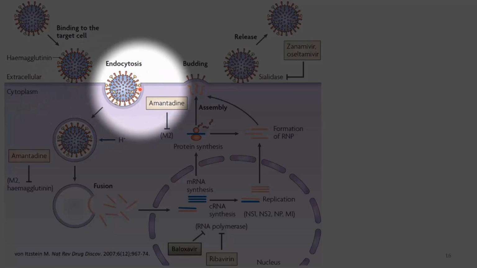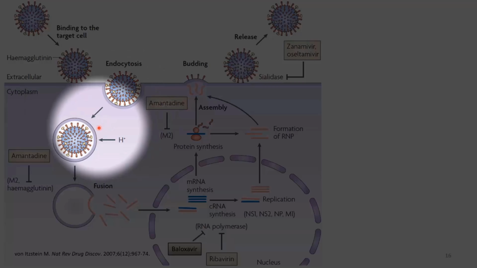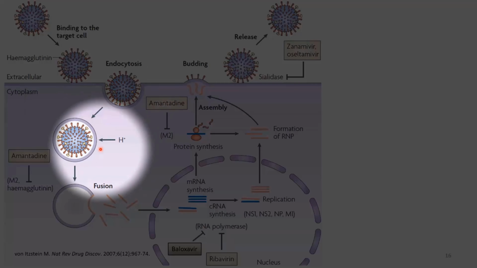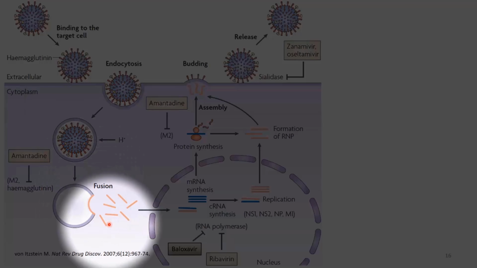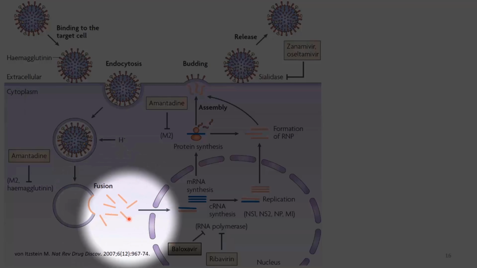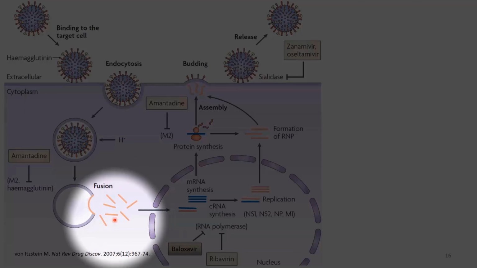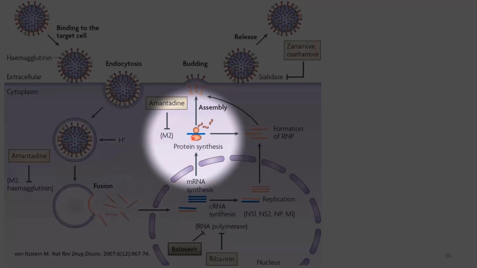Once bound to the host cell, the virus will enter the cell through endocytosis, and as the pH drops inside the cell, the RNA material will be released into the cell, as shown in orange, these orange bars. Now, as I mentioned earlier, the influenza virus is actually a negative sense RNA, and that means that a negative sense RNA is not ready to just find a ribosome and translate into protein.